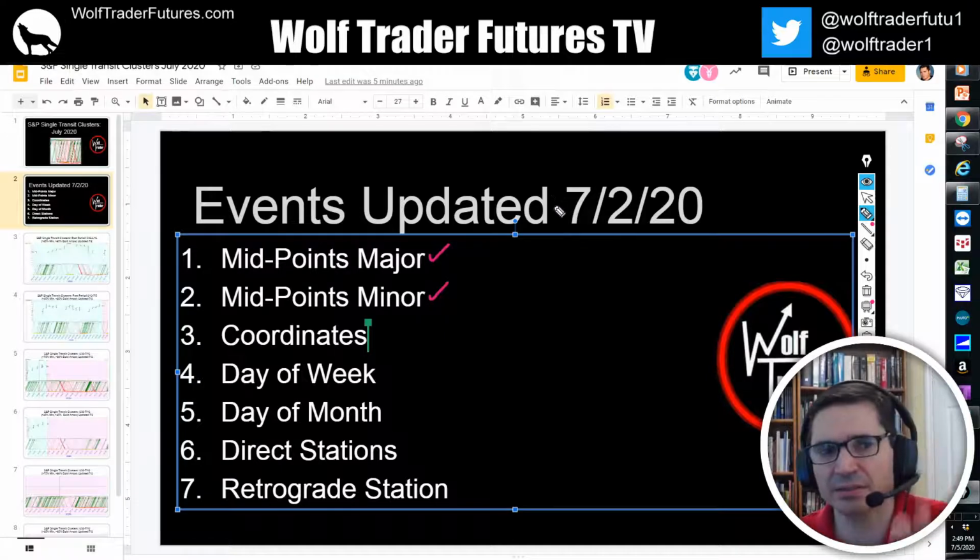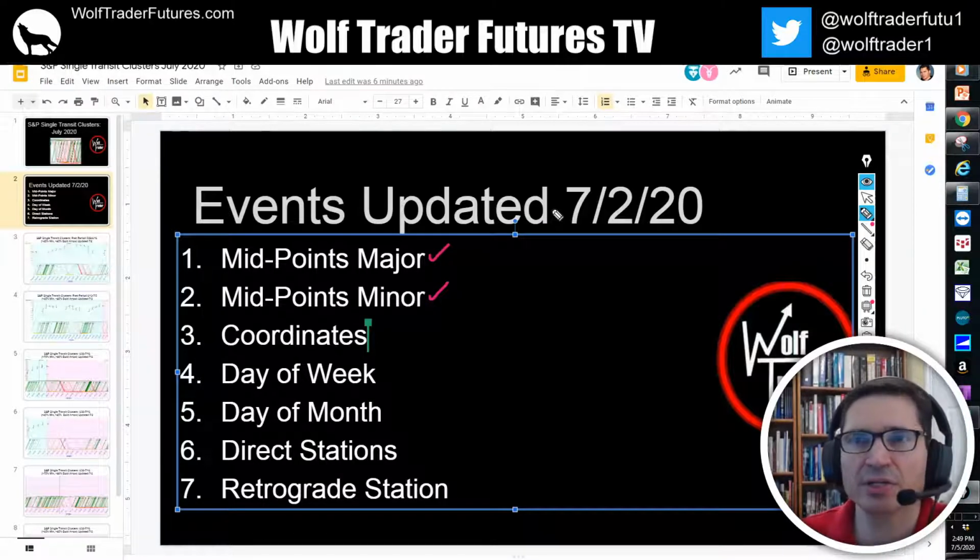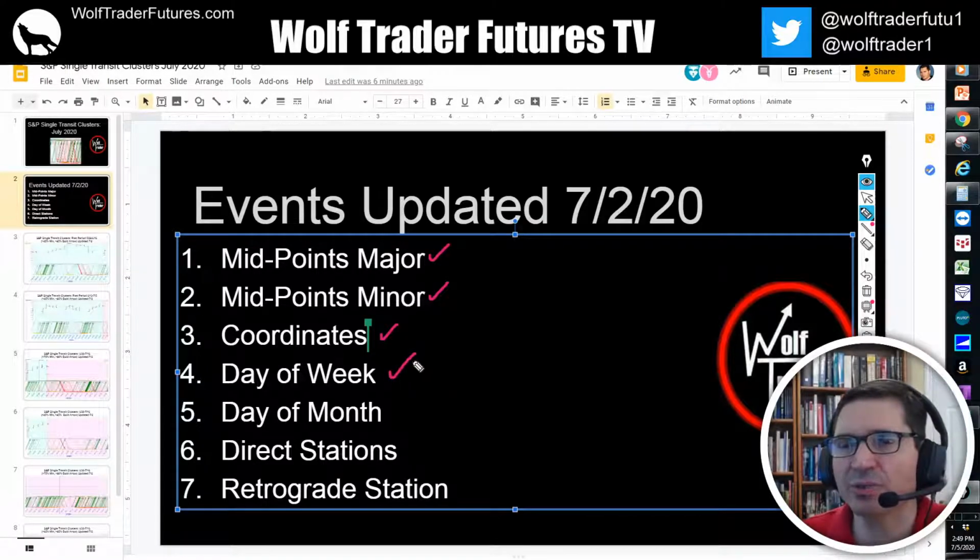The way that this works is it actually runs a statistical analysis using a chi-square analysis, using a control group, using minimum specifications of significance. These are statistically significant. I look at the coordinates, where it is in the sky, the day of the week. So does it like Monday, Tuesday, Wednesday, Thursday, or Friday statistically? The day of the month, does it like the end of the month, the beginning of the month? Does it like the 17th of the month? Whatever it is, it will find it. And then finally, the direct stations here.